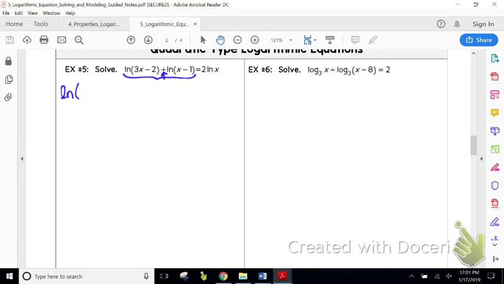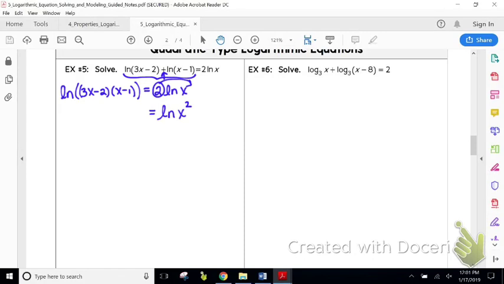Multiply. So we get the natural log of 3x minus 2 times x minus 1, and that's equal to 2 times the natural log of x. Ln x squared. Okay, so you're saying to take that 2 and make it its exponent.